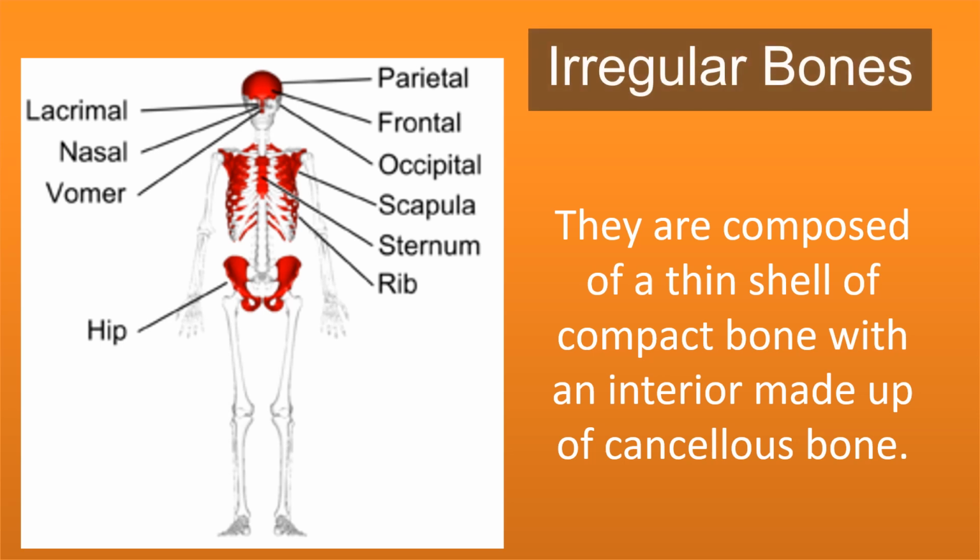Irregular bones include those not assigned to the previous groups: the bones of the skull, the vertebrae, and the pelvic bones. So they are composed of a thin shell of compact bone with an interior made of cancellous bone.